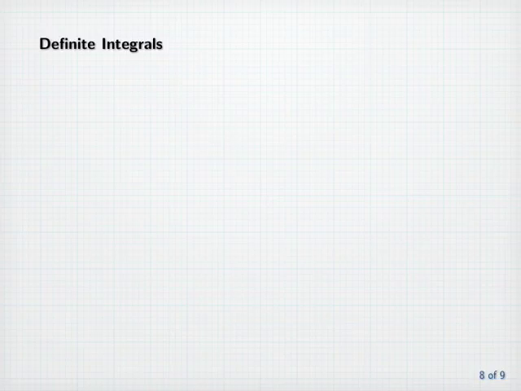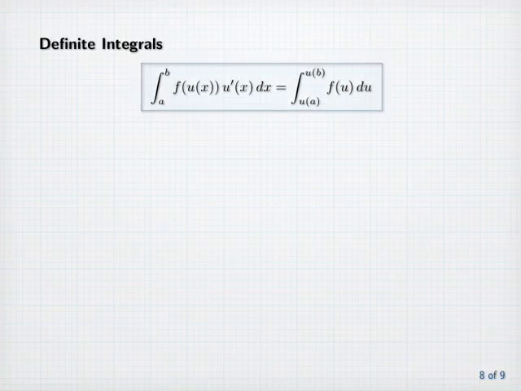Definite integrals. The basic substitution rule for definite integrals is as follows. The integral from a to b of f of u of x times u prime of x dx is equal to the integral from u of a to u of b of f of u du. The point here is that when making a u substitution in a definite integral, the limits of integration must be transformed from values of x to values of u.